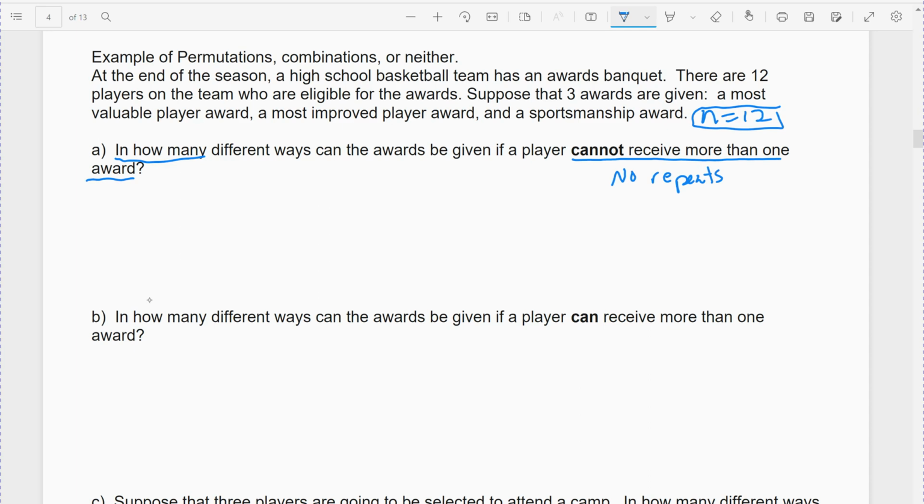So now I need to decide, is order important? Suppose the first award given is the most valuable, the second award given is the most improved, and the third award given is the Sportsmanship Award. Does it matter which one of those you're selected for? Is there a rank to them? Yeah, there is. Some people might prefer to get the most improved over the sportsmanship, or the most valuable player over the most improved. So again, there is a rank to it. You could rank which one you would prefer. And so order matters.